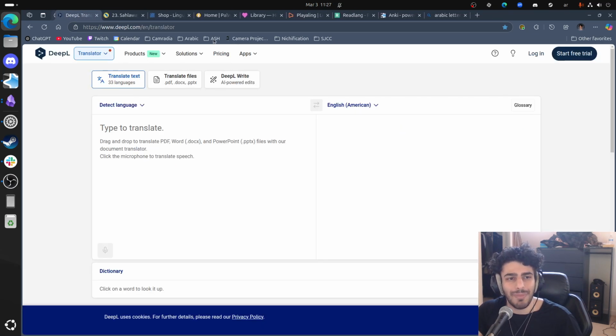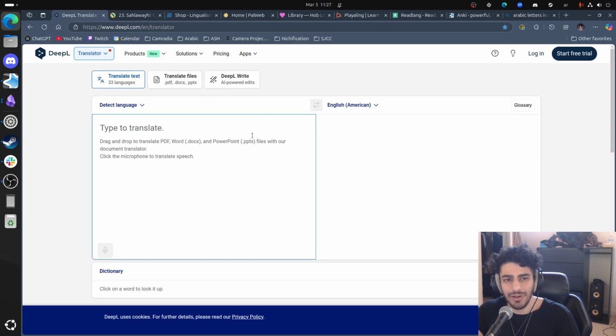Now, I don't like Google Translate that much. I use this thing called DeepL. It's actually pretty good for Arabic. I mean, there are still mistakes. It's hard to make translators, but I find it more consistent in general.